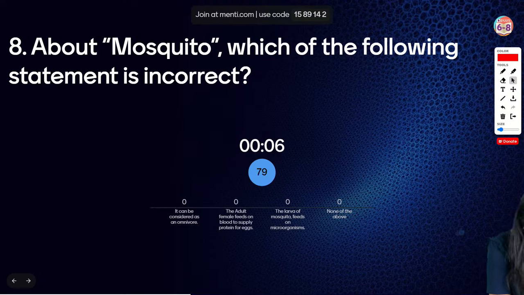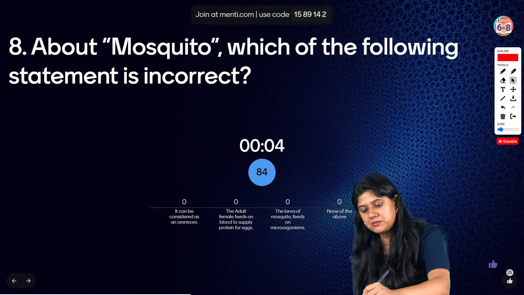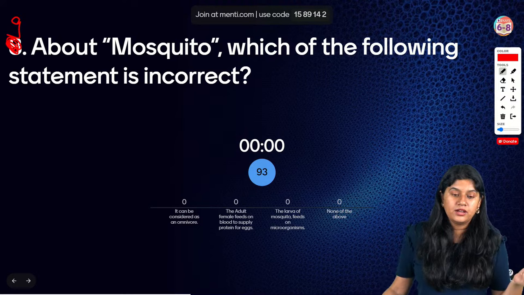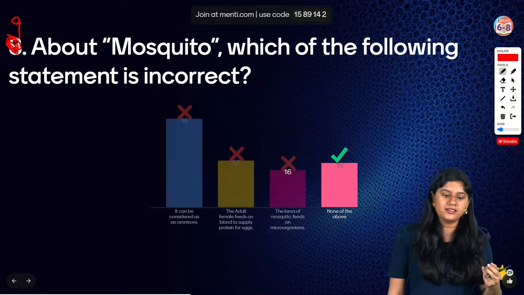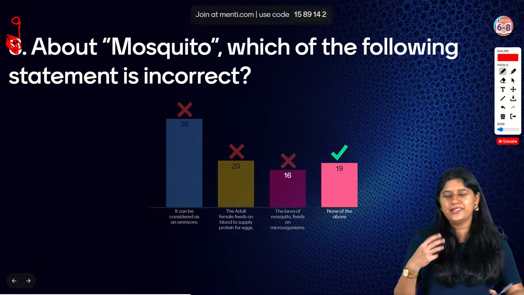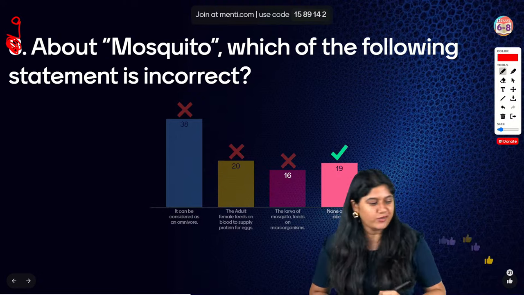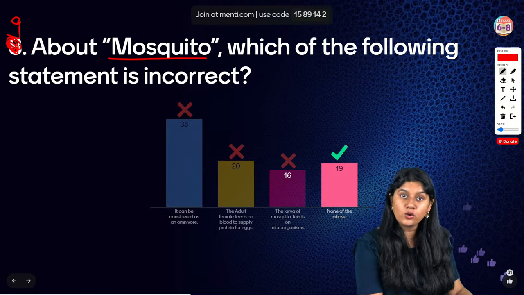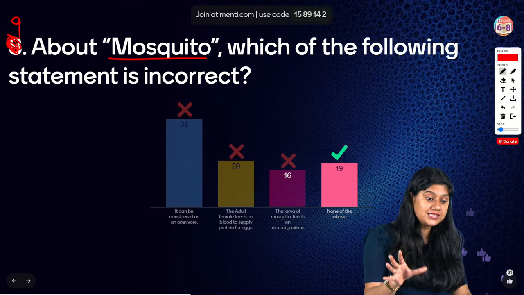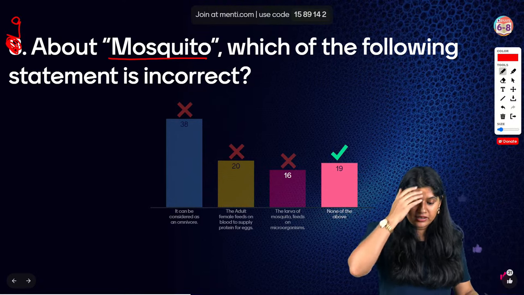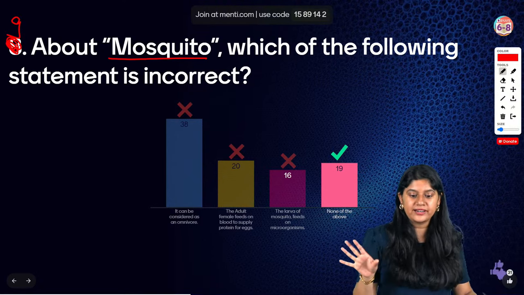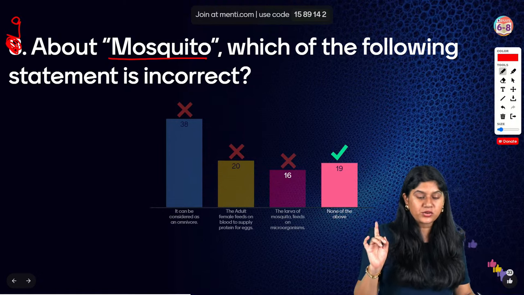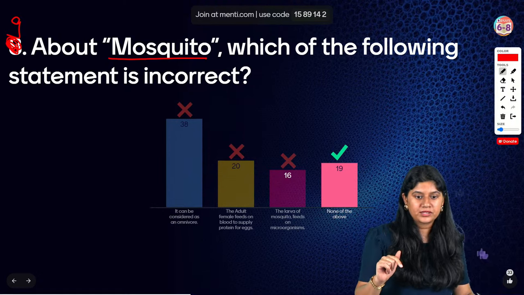So this is question number 9, not 8. Just a mistake over here. Arre, kya bhai? What is the confusion that we have over here? The question is, we have 3 statements and we have to find out which of these 3 statements is incorrect. Which of the following statements is incorrect? Of course, I'm really sorry for the confusion over here.